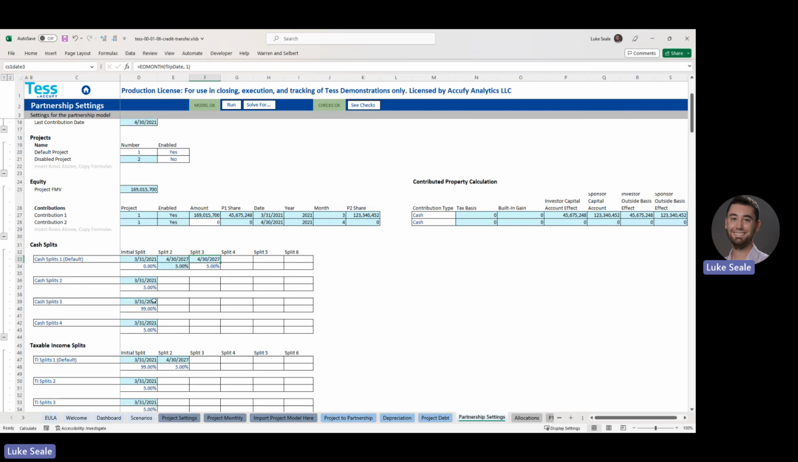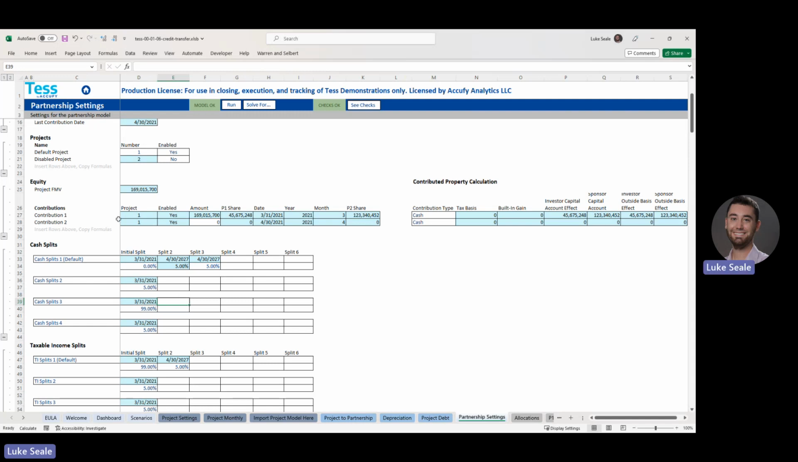In split 3, we have just a start date and it's just 99%. So the goal here is we're going to take the amount of cash that we get for the credit and we're going to split it by 99%, just like we would if the partnership was receiving the credit directly, recognizing it directly, and splitting it 99% along the same splits as all the taxable income at the beginning of the partnership. So that's why we did this, is because we need to set up a schedule that's 99% and we need to assign it to the credit transfer amount.